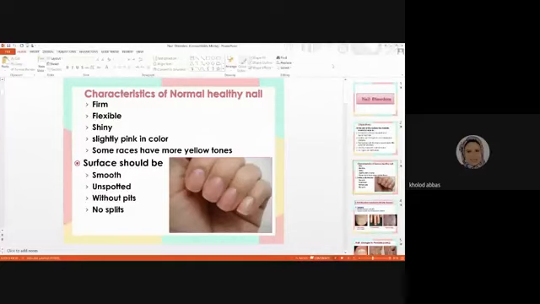We return now to our lecture about nail disorders. First of all, who can tell me what are the characteristics of normal nail? Everyone look at your fingers and tell me, what are the characteristics of normal nail?